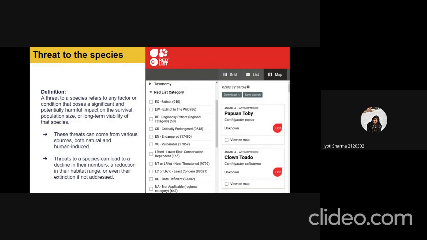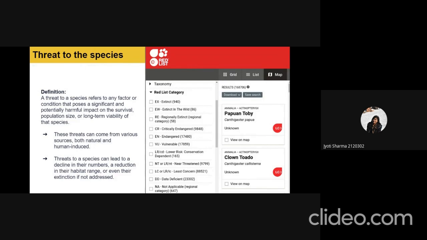What kind of factors cause that threat to the species? This threat can be both natural and human induced. We will discuss it later as well. This threat to the species can lead to a decline in their number, a reduction in their habitat range, or even their extinction if not addressed. So we first have to keep in mind that there is some factor, some condition, that leads to species being threatened.